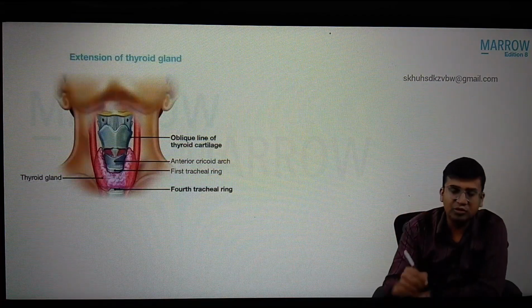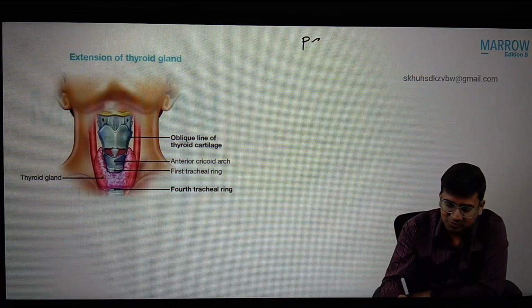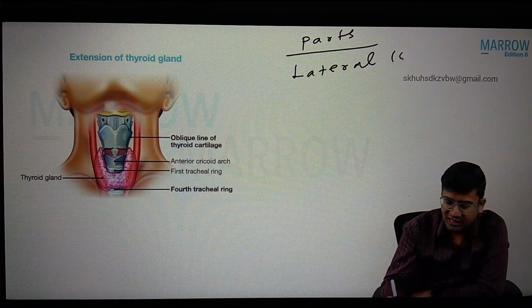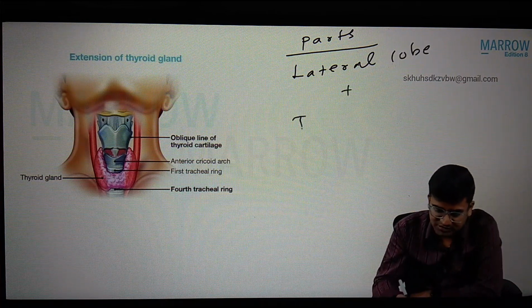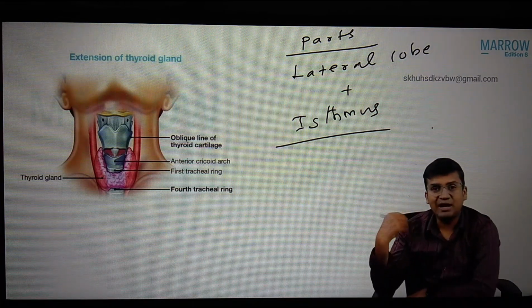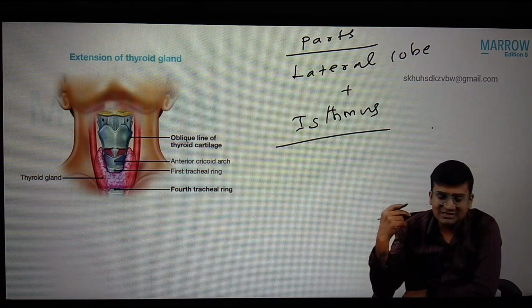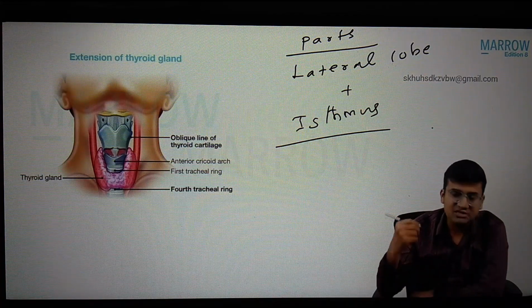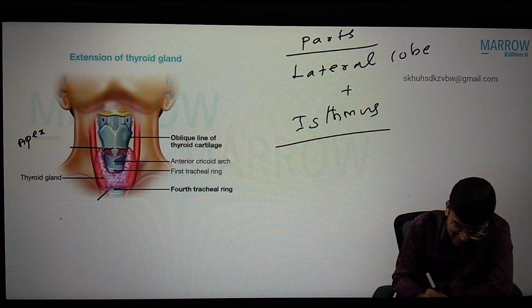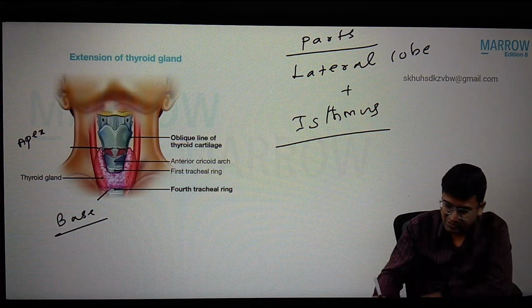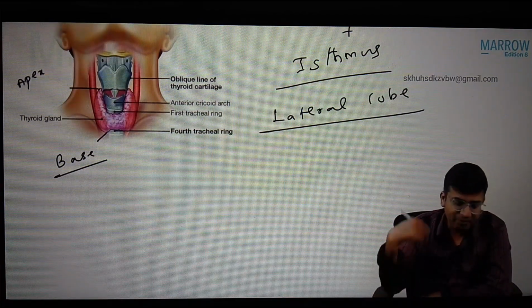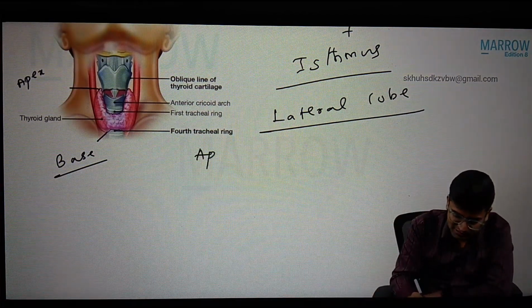Now we're going to discuss the parts of the thyroid gland. As I told you, it contains two lateral lobes and one isthmus. We're going to discuss the lateral lobe first. Now what are the parts of the lateral lobe? Before discussing the surfaces, this is the apex of the lateral lobe and this is the base of the lateral lobe. So the lateral lobe has an upper end and a lower end, the apex and the base.